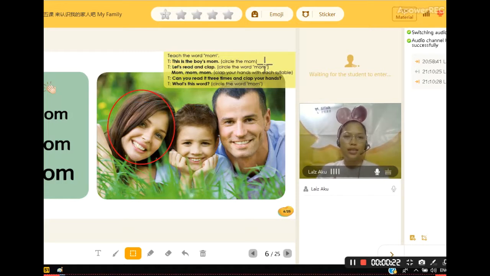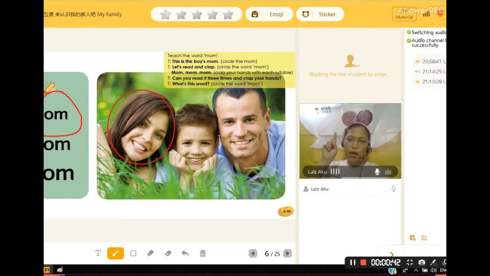It says here, circle the word mom. Can you read it 3 times? This is how they count their numbers: one, two, three. Clap your hands with each syllable. Can you read it 3 times and clap your hands? What's this word? Mom. Mom, mom, mom.